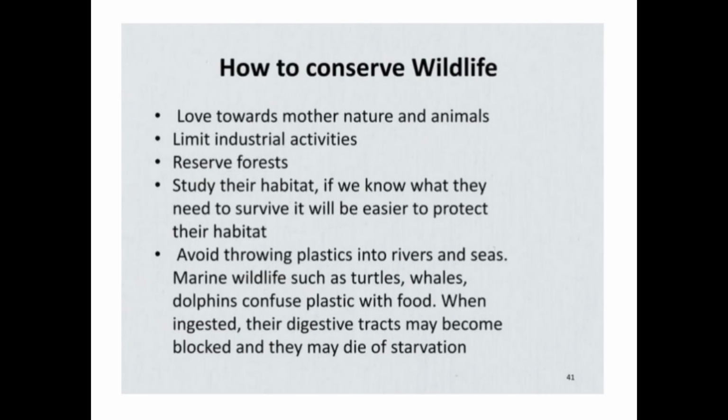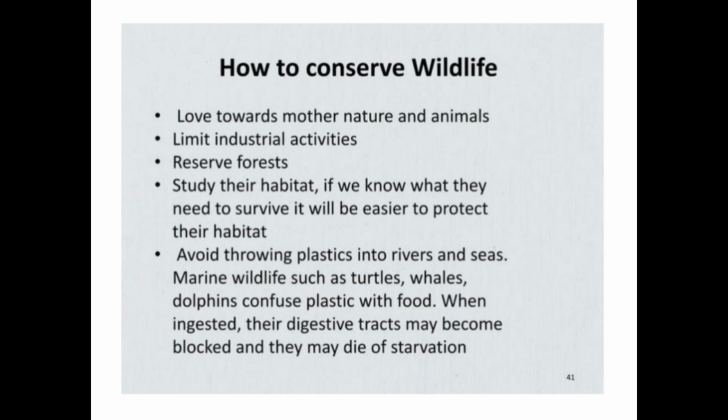And next is how we can conserve our wildlife. First one is love toward mother nature and animals. Second is limited industrial activities. Third one is reserve forest. Fourth one is studying their habitat. If we know what they need to survive, it will be easier to protect their habitat. And last is avoid throwing plastic into rivers and seas.